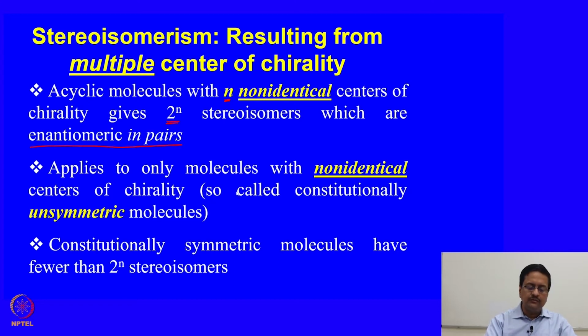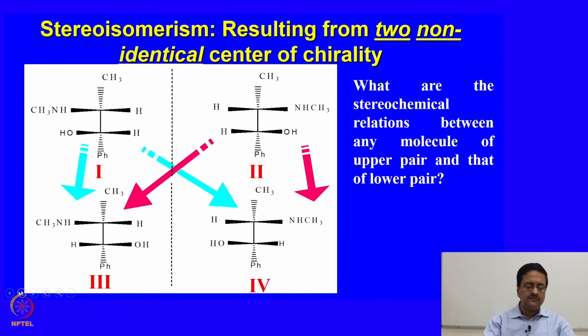It applies to only molecules with non-identical chiral centers, so-called unsymmetric molecules. Consequently, the symmetric molecules have fewer than 2 to the power n stereoisomers. Let us see one example.